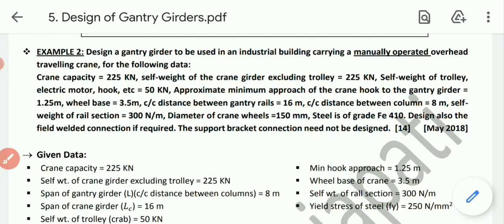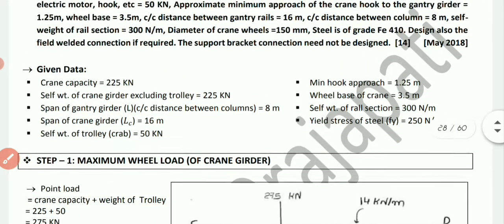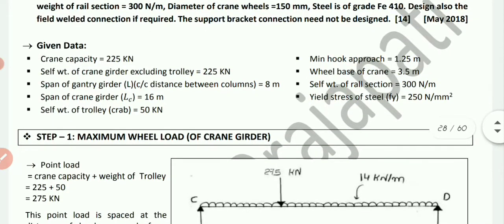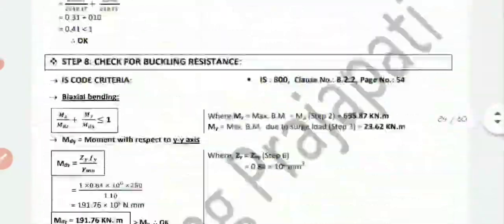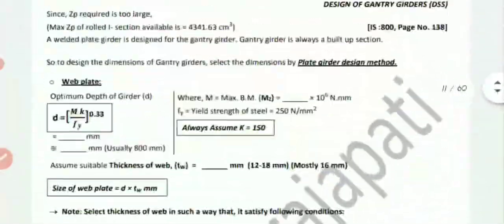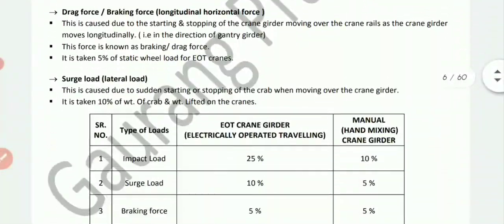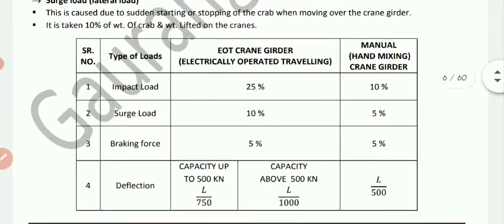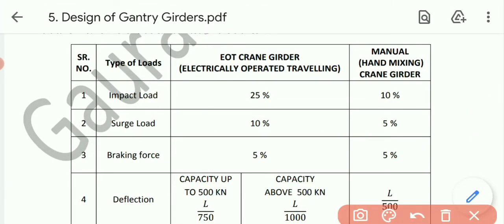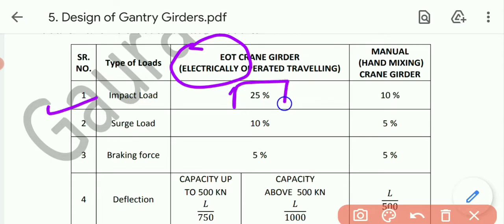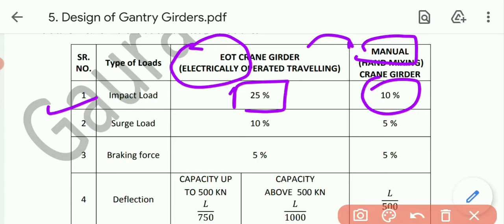So now for this design, see, this is almost the same design as we have done in the EOT crane girder, only the difference will be, let me show you. In the first video I have shown the difference between these two. Okay, you can see I have provided one table over here for the difference of the EOT and manual operated crane girder. For the EOT crane girder, impact load is taken as 25%, while in case of the manual it is taken as 10%. That's the first difference.